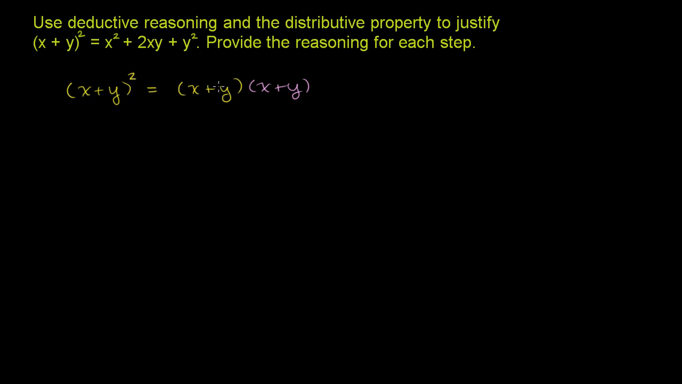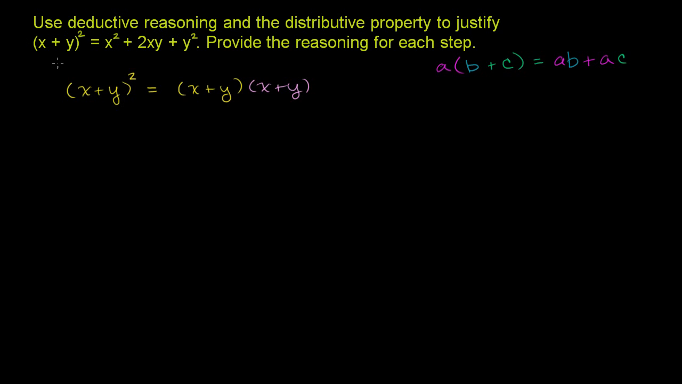Now, they say to use the distributive property. Just as a bit of review, and we've seen it many times before, the distributive property tells us that if we have a times (b plus c), this is equal to a times each of these terms: a times b plus a times c. It's called the distributive property because you're distributing the a to all of the terms in the expression that you're multiplying a by.